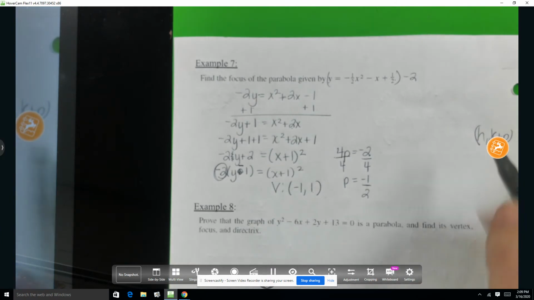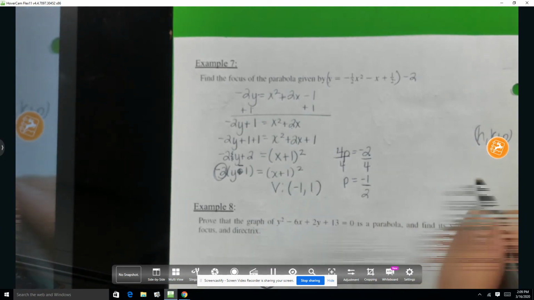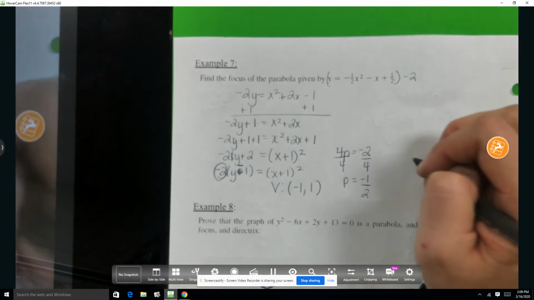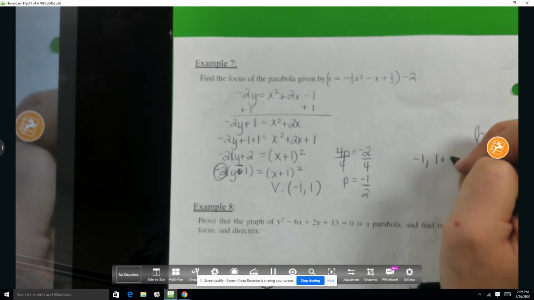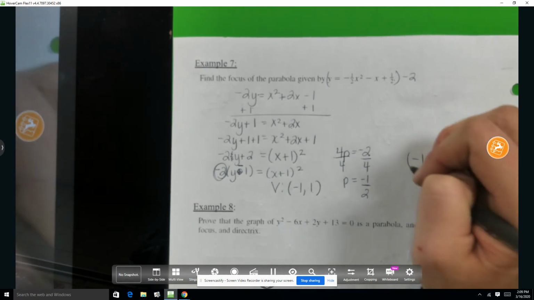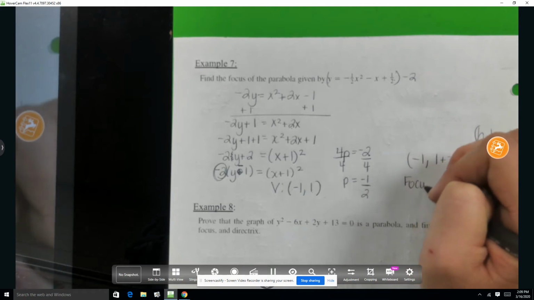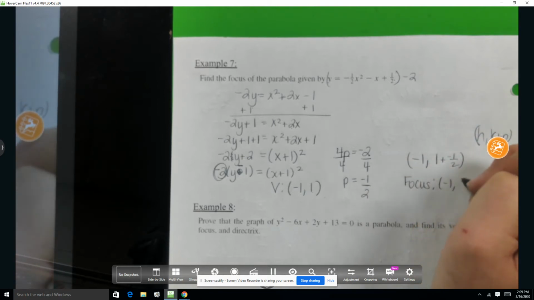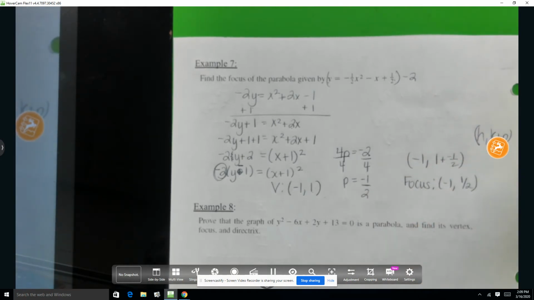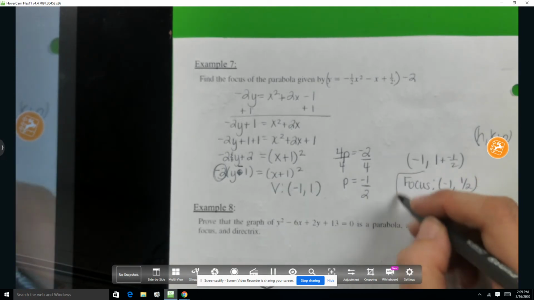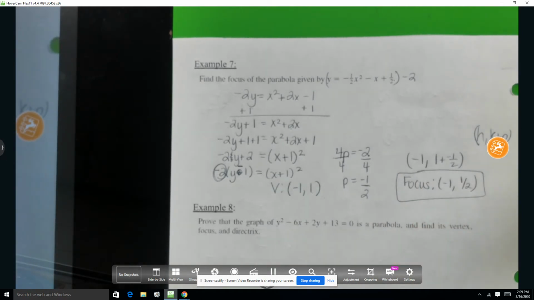So h is for sure, your h value is -1. My k value is 1 plus p, which is -1/2, which means my focus is going to be at -1 and 1/2. So that would be where your focus is located.